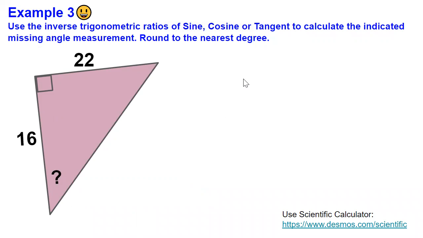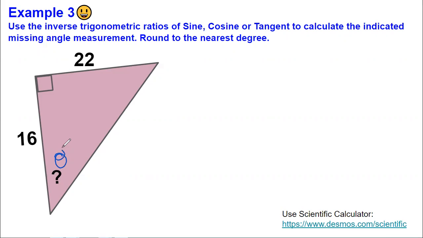Example number 3, use the inverse trigonometric ratios of sine, cosine, or tangent to calculate the indicated missing angle measurement. Round to the nearest degree. This time we have our triangle with sides 16 and 22, and our theta is down here. So go ahead and find the angle measurement of that angle. We're going to label these sides adjacent and opposite. So we have tangent theta equals 22 over 16 since we have TOA.